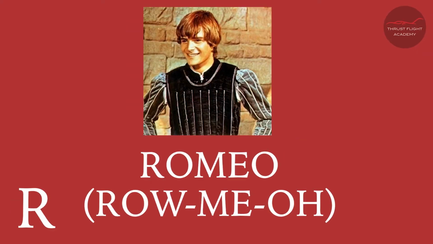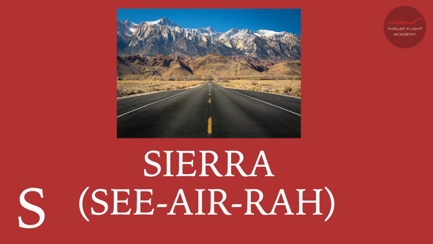All right, for my Shakespeare fans, we have Romeo, right? We had Juliet for J, we gotta have Romeo. So R, we're going with Romeo. For Sierra, Sierra as in the mountain range. You have Sierra for Sierra.